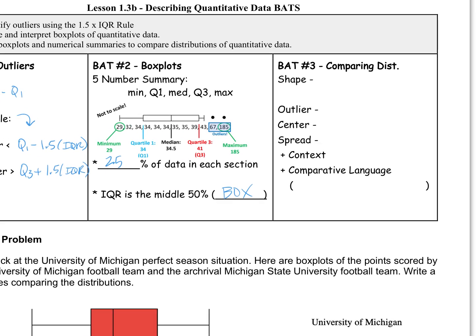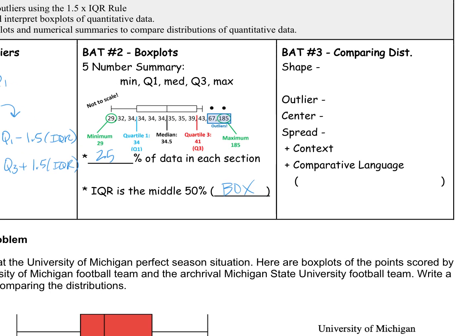Okay, comparing distributions. Now, this is the socks thing revisited. Here we go, right? So with socks, when you're talking shape, most likely it's either going to be approximately symmetric, left skewed, or right skewed, right? So what does that look like on a box plot? Well, if it's symmetric, that means your median and your box is really pretty much in the center. Okay, that's what a symmetric might look like.